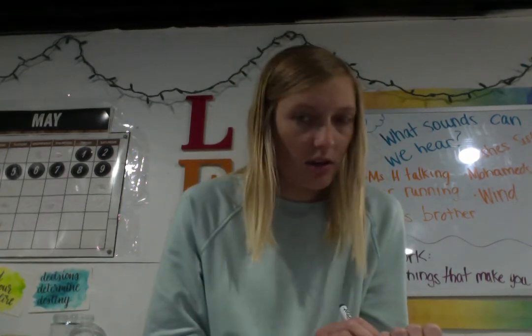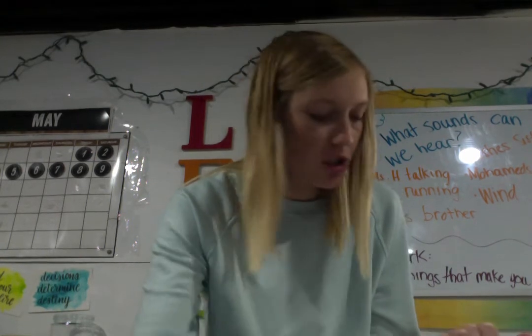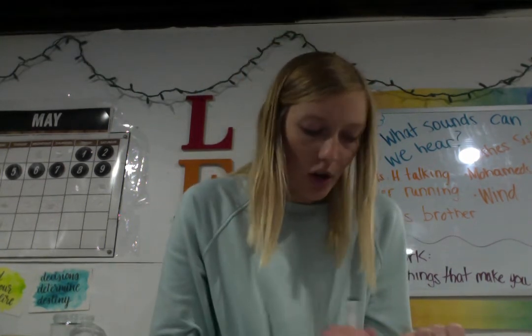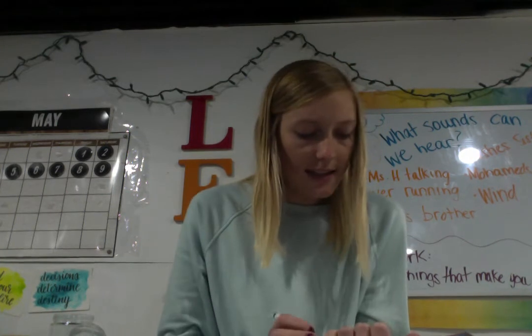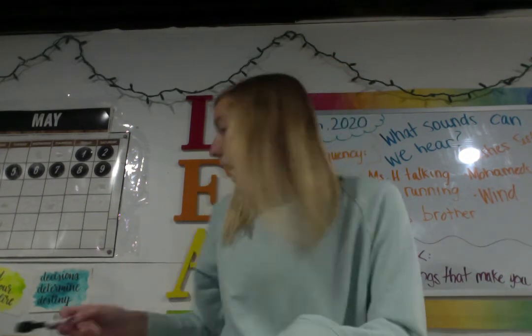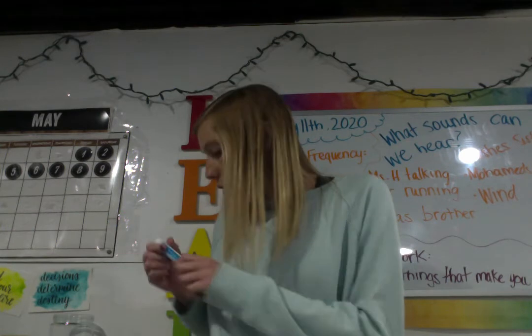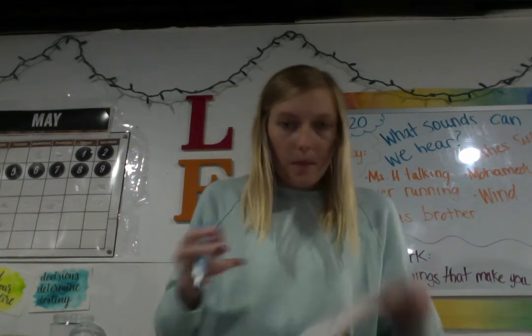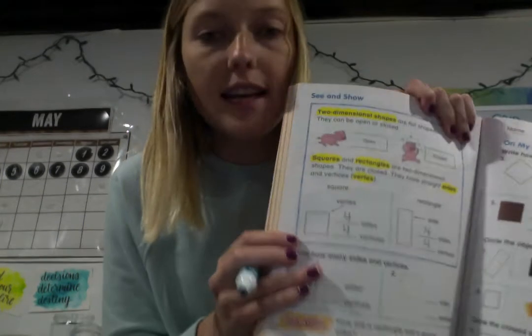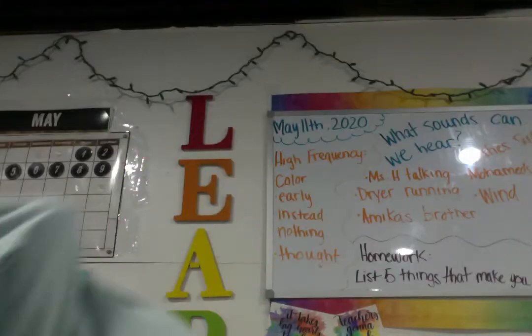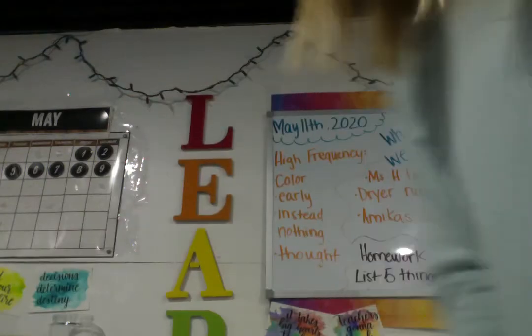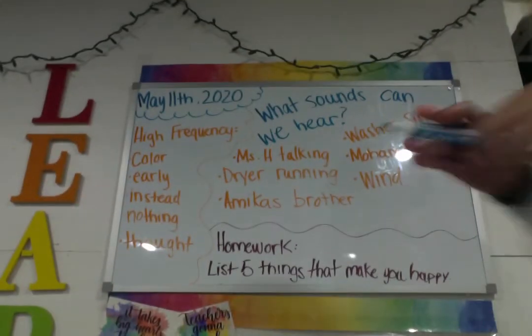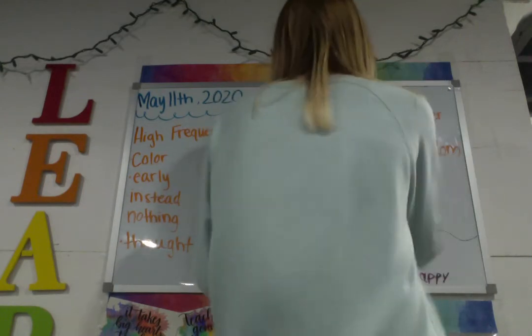Squares and rectangles are two-dimensional shapes. They are closed. They have straight sides and vertices. So if you look at a square, I'm going to do this up on the board. We're on page 636, honey.